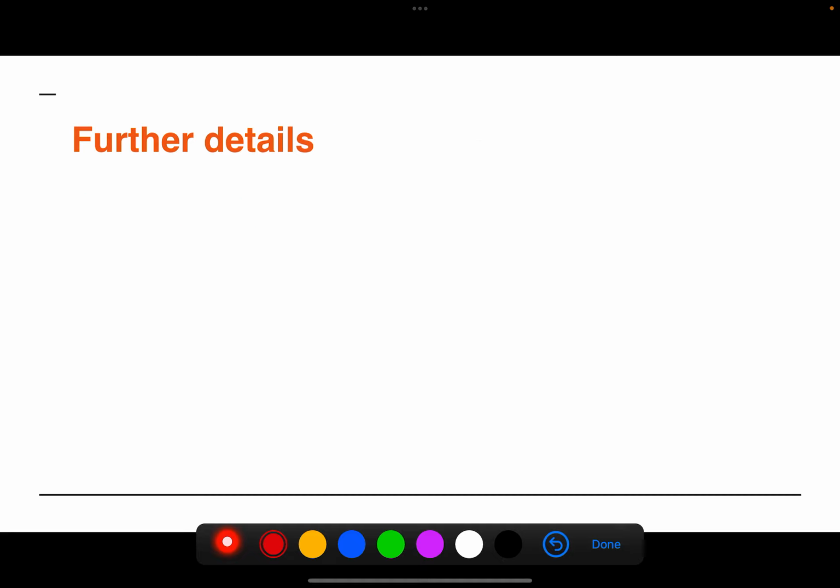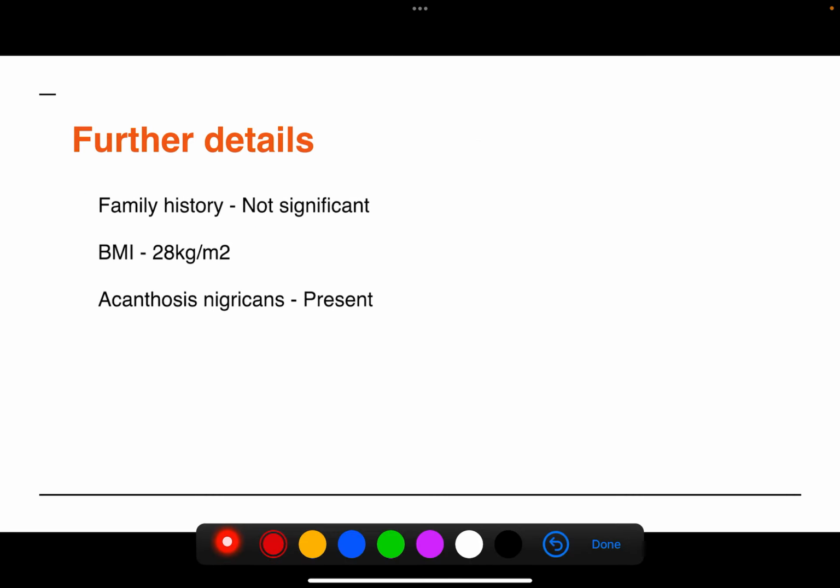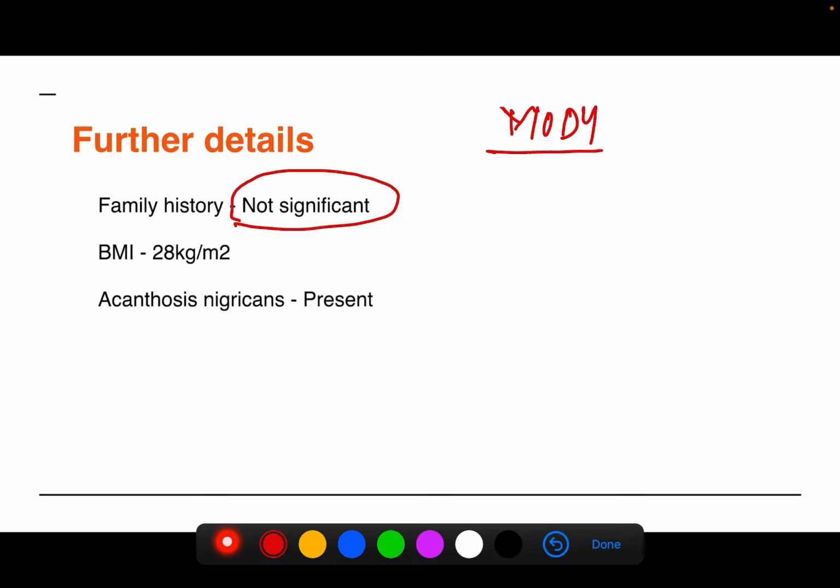Now let's see further history. Family history is not significant. So now what can you rule out? For which condition must you have a family history? For MODY, right? Because here the pattern is autosomal dominant. Now because there is no family history, MODY is ruled out. We just have type 1 or type 2.